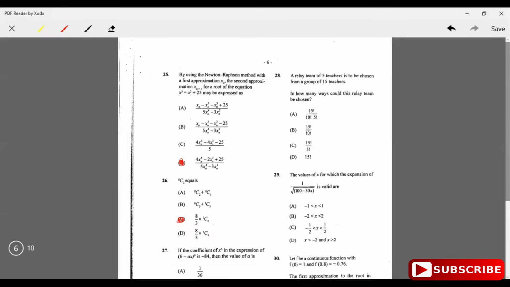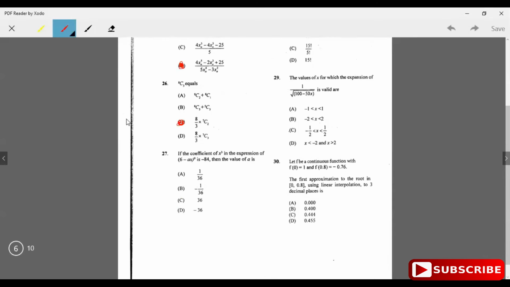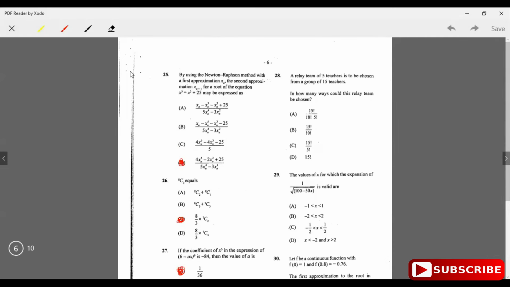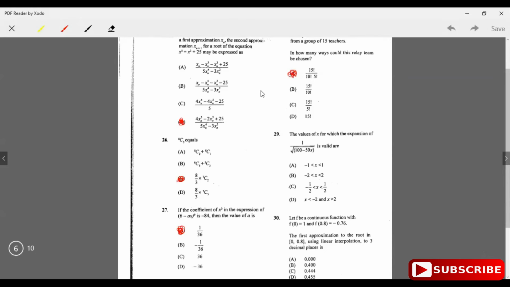So that's 26. 27 is another repeat. What is this answer again? I think it's 1 over 36 again, sir. Yes, we've done this so many times. Nice. What's question 28? A. Nice. What's question 29? Is it B? Yes, 29 is B.